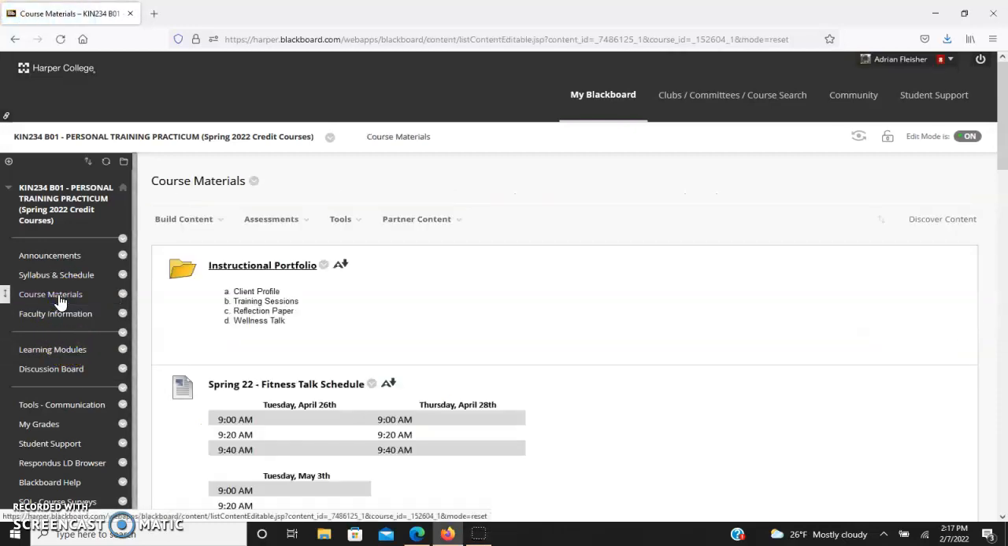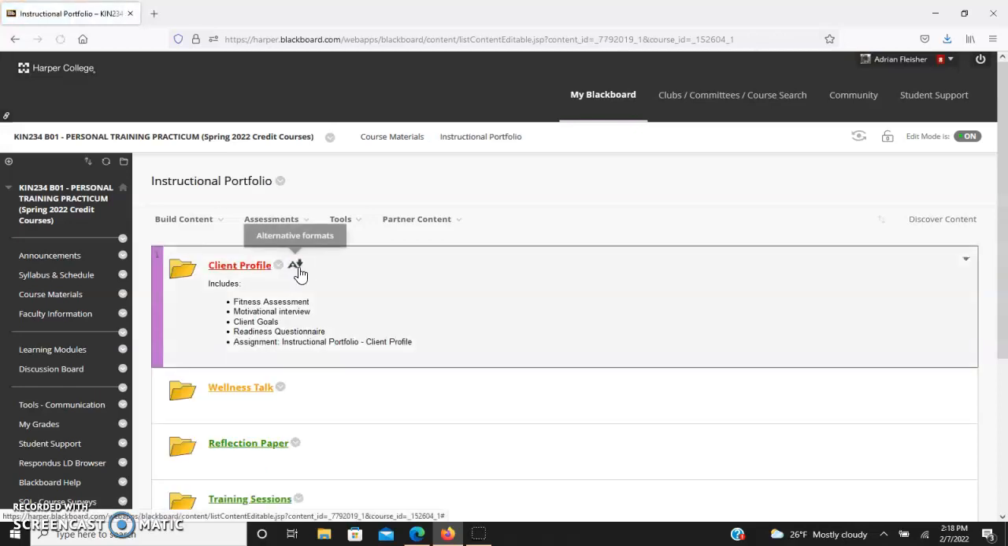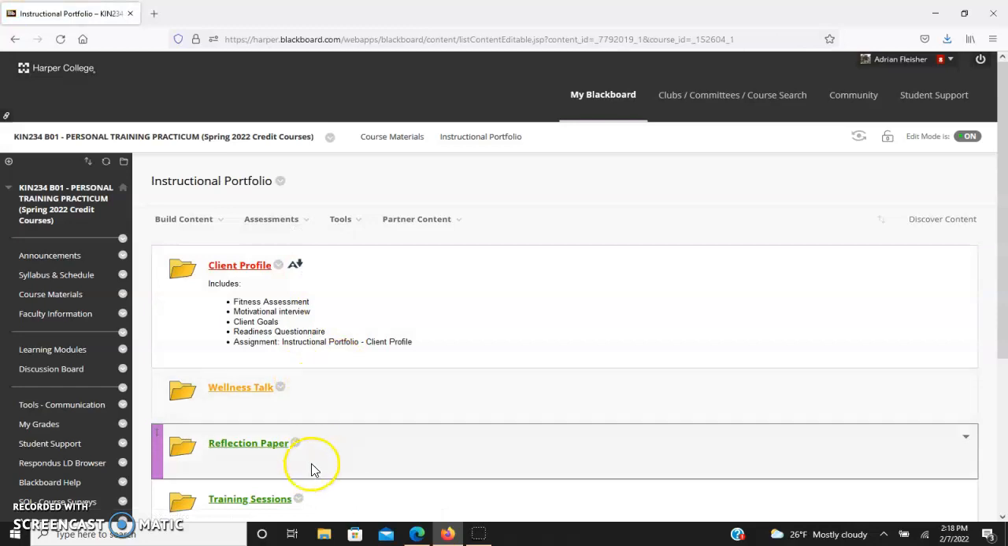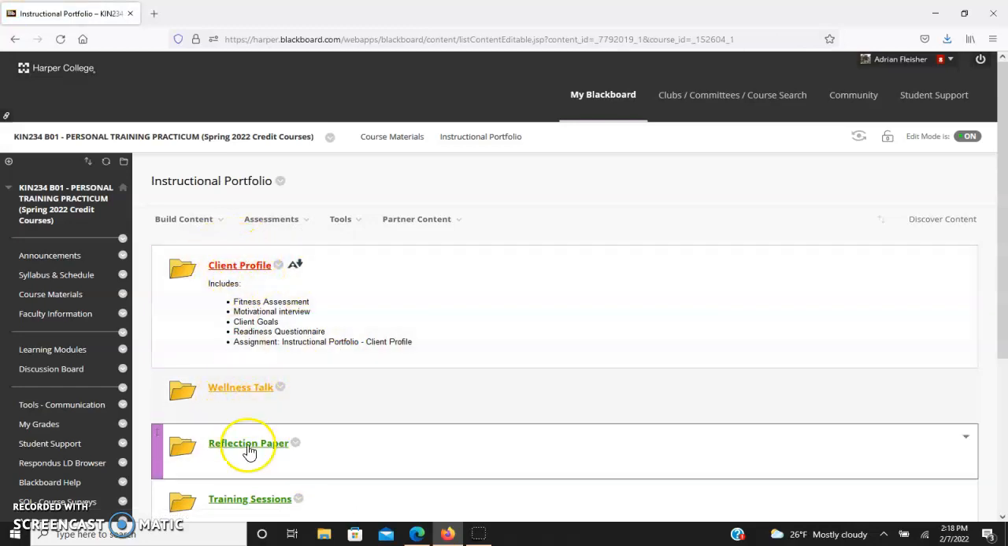What you'll see in here is an actual folder holding all the different components: the client profile, the wellness talk, the reflection paper, and the training sessions. And for each one of those, I'll have what I'm looking for you to accomplish, what I'm looking for you to do. I'm kind of targeting this one to be in the red, this one in the orange, and these two will for sure be in the green. But the training sessions themselves will be ongoing, as I noted.